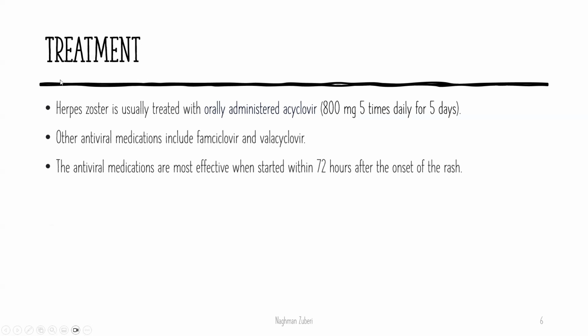So the treatment for the herpes zoster. Herpes zoster is usually treated with orally administered acyclovir 800 milligram 5 times daily for 5 days, or any other antiviral medication like maybe famciclovir or valacyclovir. The antiviral medications are most effective when they are started within 72 hours after the onset of the rash.